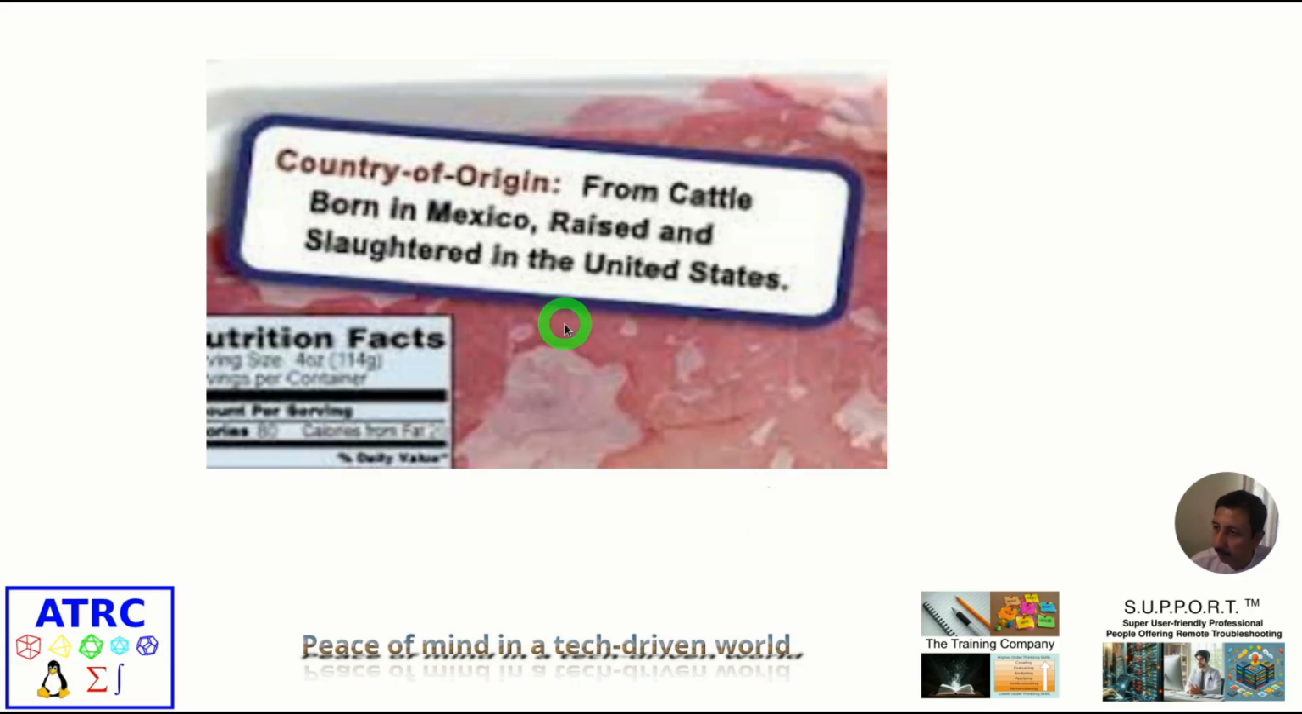Another example is from cattle born in Mexico, raised and slaughtered in the US. Now, how long has it been raised? I mean, it could have been imported 1 month before slaughter. That is not really clear from this label.